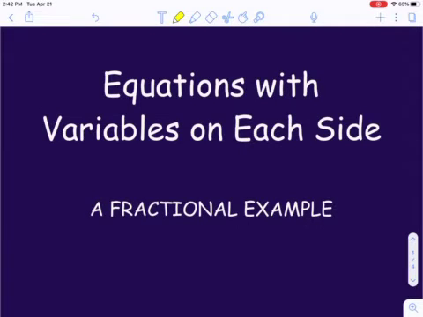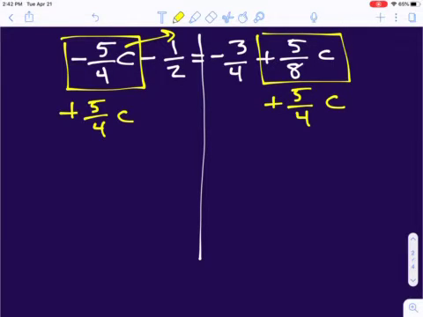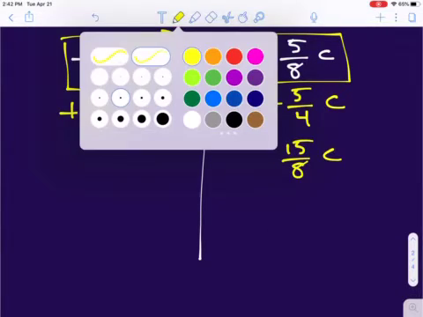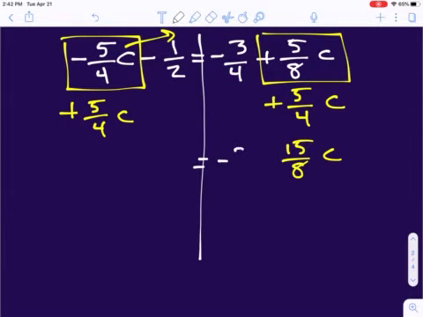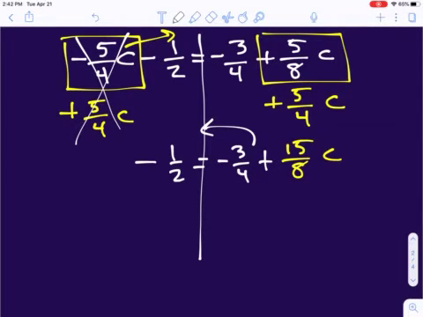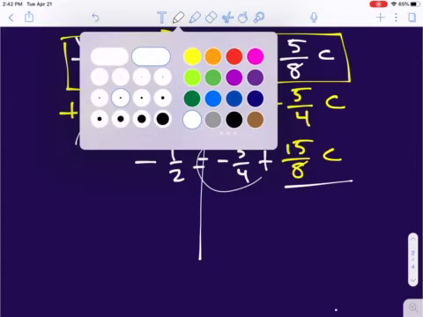So let's go back to our example here. We've determined that this gives us 15/8 c. Then we'll finish writing this out. That's equal to negative 3/4 plus 15/8 c, and then you've got your negative 1/2 over here because these canceled out. Now I've got to move this over to the other side, because I've got my cows over here and a bunch of chickens over here, and those have got to go. So you do the opposite. We're going to add 3/4 to both sides.